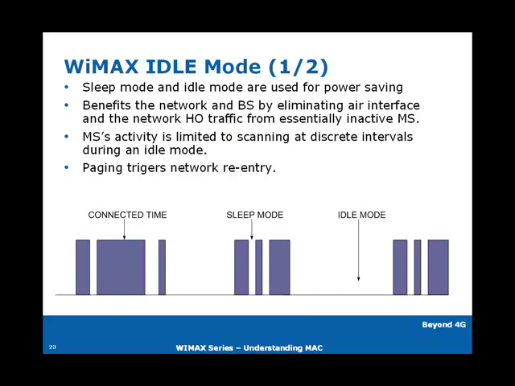So let's go deeper and understand WiMAX idle mode. Both sleep and idle mode are used for power saving. The benefits of idle mode and sleep modes are mostly for the network, and the base station delivers the benefit by eliminating air interface and network handover traffic from essentially inactive mobile stations. The mobile station's activity is limited to scanning at discrete intervals during the idle mode, and paging is used to trigger the network re-entry of the idle mode.